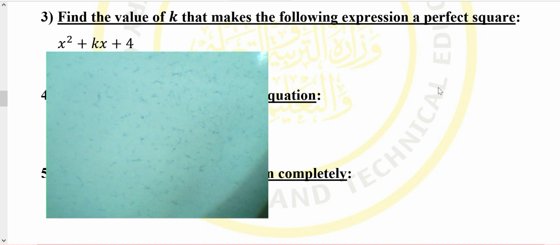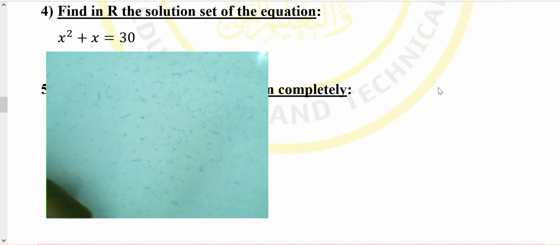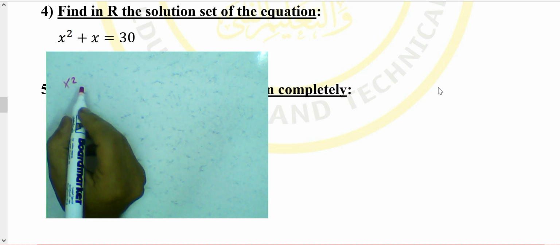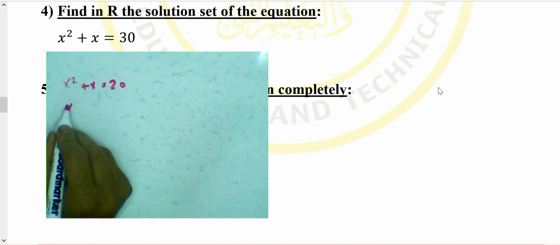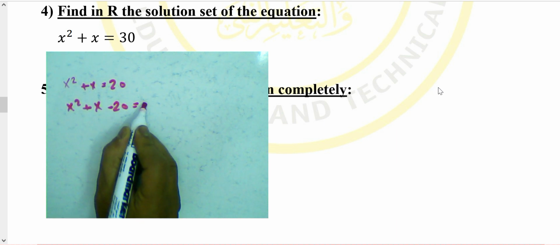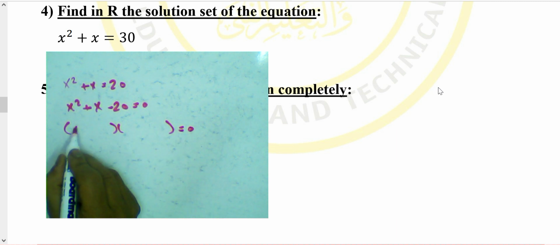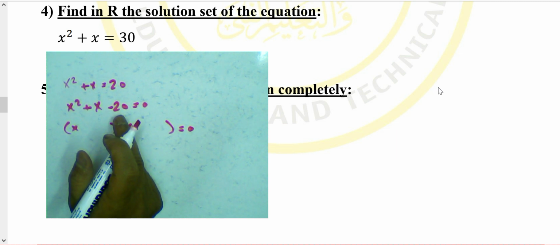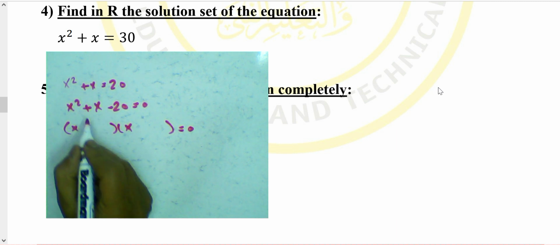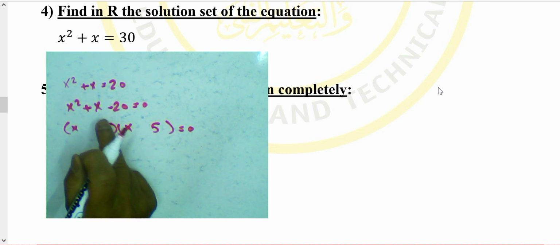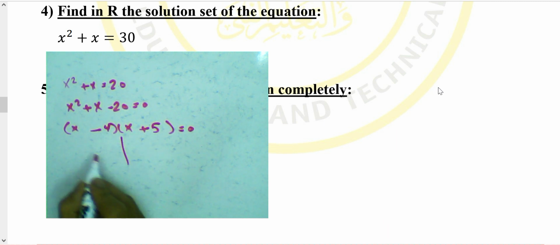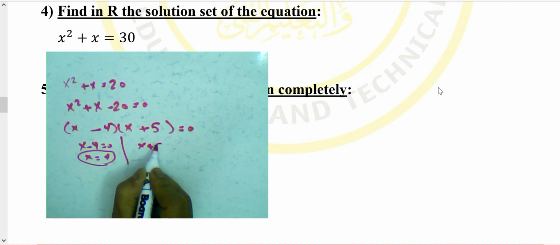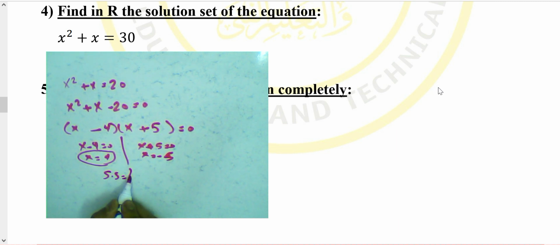Next question. Find in R the solution set of the equation x squared plus x equals 20. Then x squared plus x minus 20 equals 0. And then we can factorize this expression. x squared equals x times x. We want two numbers whose product equals 20 and whose difference equals 1. We can write 4 times 5, and the sign of 5 will be positive like the middle, and the other will be negative. Then x minus 4 equals 0, then x will be 4. And x plus 5 equals 0, so x will be equal to negative 5. Then the solution set here will be 4 and negative 5.